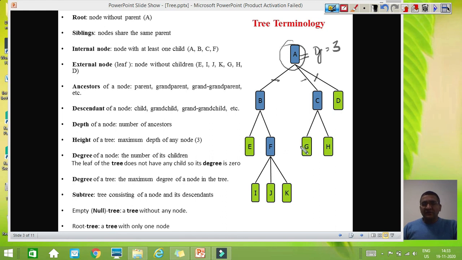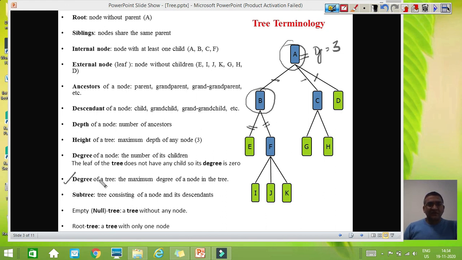As we know that the leaves don't have any child, so the degree of leaf nodes is always 0. The degree of this node, let us check. So this node has 2 children, 1 and 2. So the degree of this node is 2. So degree can be found by counting the number of children that node possesses.